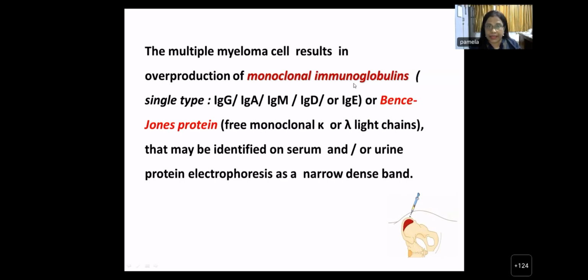Now keep in mind, I have mentioned that one particular type of plasma cell decides to proliferate. So that leads to a particular type of monoclonal immunoglobulin, which could be either IgG, A, M, D, E, or a Bence-Jones protein, which is basically free monoclonal kappa or lambda light chains. And this can be identified on serum and or urine protein electrophoresis as a narrow, dense band.